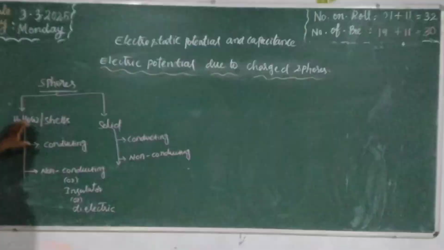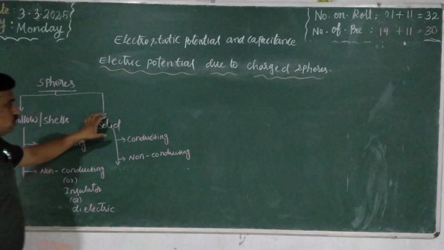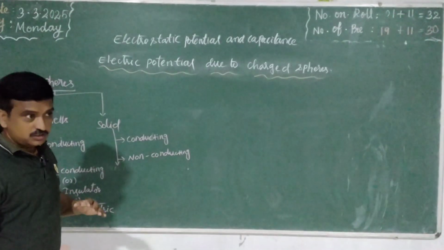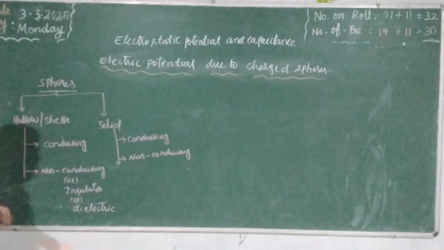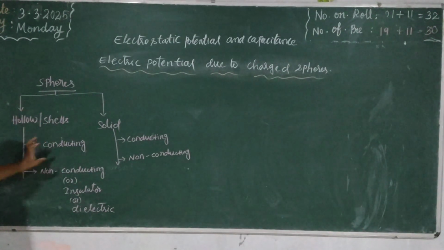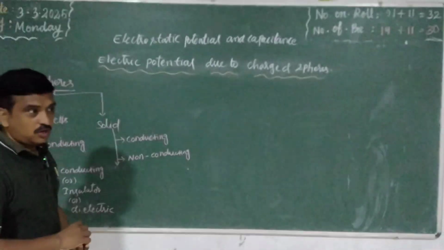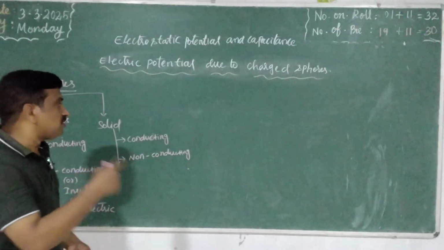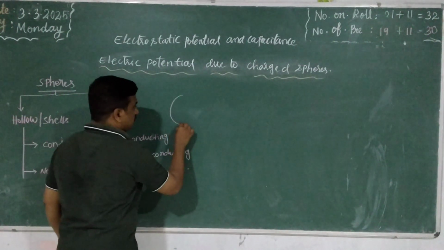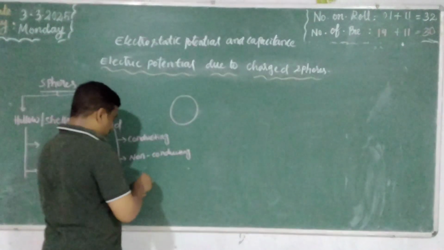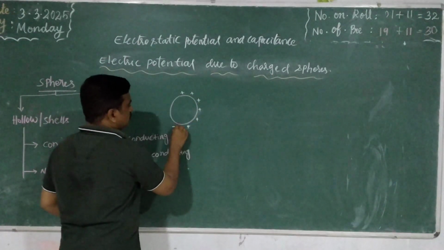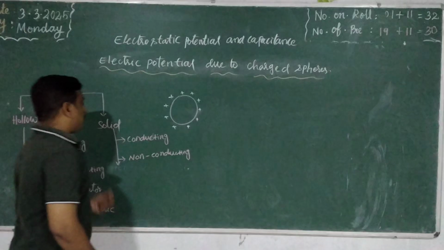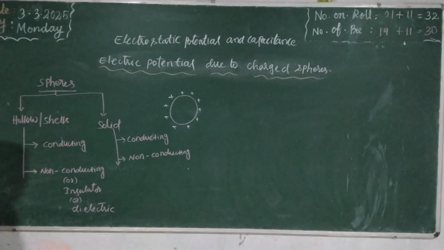Hollow conducting, hollow non-conducting and solid conducting spheres have the same property. What is that property? Charge resides on the surface of the sphere. For example, whether it is hollow conducting or non-conducting, or solid conducting, the charge will be on the surface. This is the common property for hollow conducting and non-conducting and solid conducting spheres.